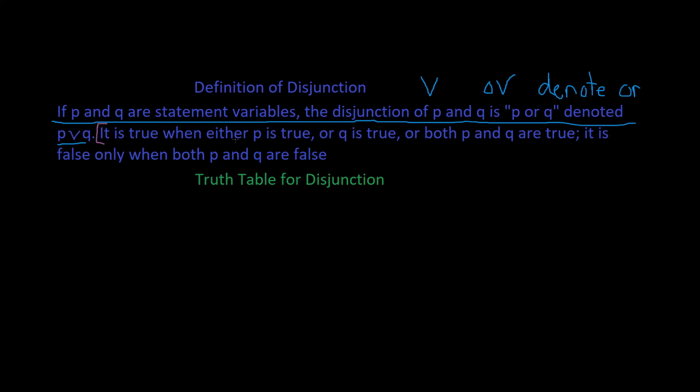It is true when P is true or Q is true, or both P and Q are true. It is false only when both P and Q are false. So now we're going to make a truth table. And we've got two statement variables. So we know what P and Q are. And what are we trying to prove? We're trying to prove P or Q, the disjunction.